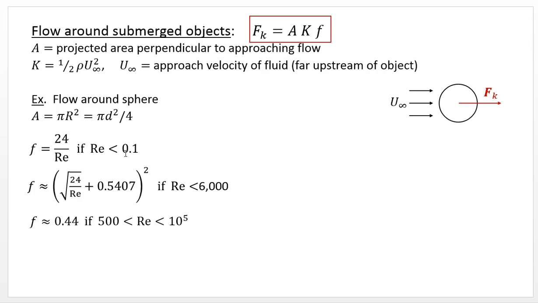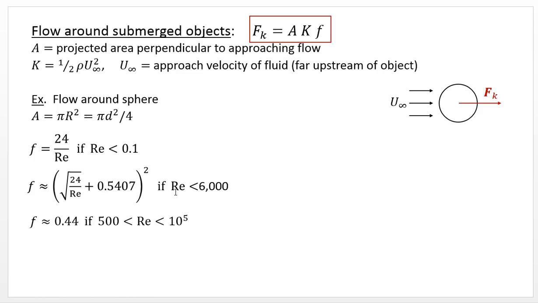If the Reynolds number is very small, we're in the Stokes or creeping flow regime, then F is equal to 24 over the Reynolds number. If the Reynolds number is larger, less than about 6,000, F is approximately the square of the square root of 24 over the Reynolds number plus 0.5407. This is essentially a fit to experimental data. It's taking this Stokes law result that one can derive exactly using the Stokes law solution for flow past a sphere at vanishingly small Reynolds numbers. That's the 24 over Reynolds number. They add this little correction term and try to do a curve fit, which is where this expression comes from.